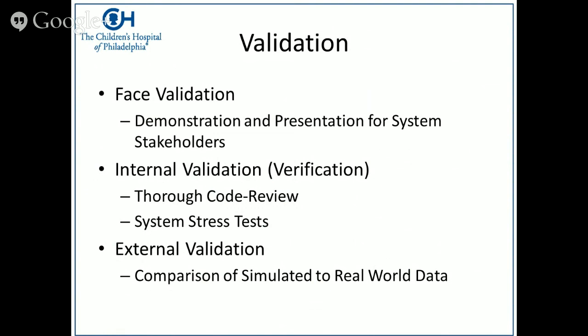And then finally, external validation. We actually compare simulated data to real-world data and perform statistical hypothesis testing and ensure that we're not seeing statistically significant differences in the way the simulation versus the real world behaves. Now, even if you do see statistically significant differences, it is possible to be externally valid if you have a systematic bias. Systematic biases that are predictable, we can correct for post hoc. But in our case, we did not have that.